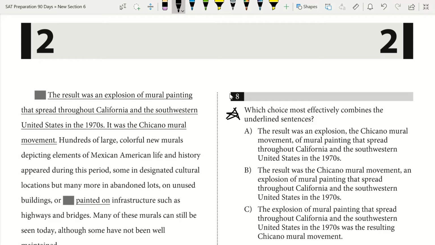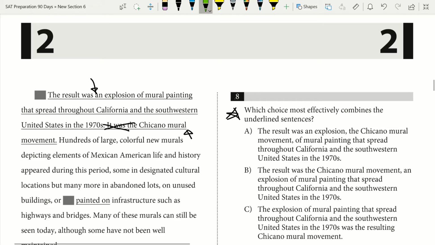So we have: the result was an explosion of mural painting that spread throughout California and southwestern United States. It was the Chicano mural movement. Okay, the part that I don't like here is the fact that we put a period and then we say it was the Chicano mural movement. Okay, I want to introduce that up here. I want to say the result was the Chicano mural movement and then have a comma and then say an explosion of mural painting, which is describing my Chicano mural movement. Okay, so I would want to take this.